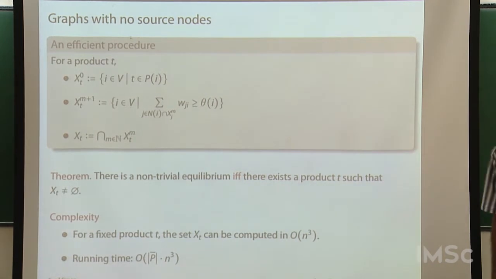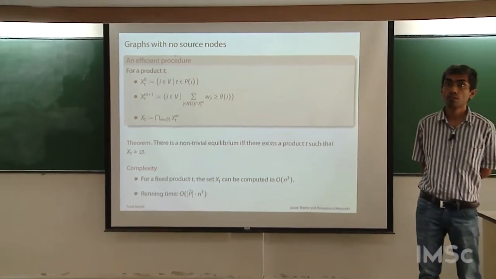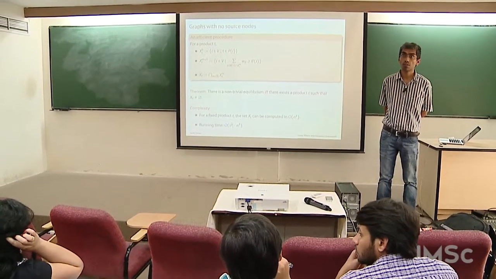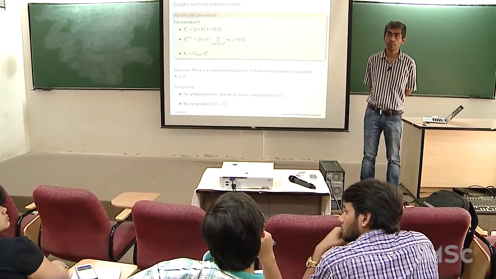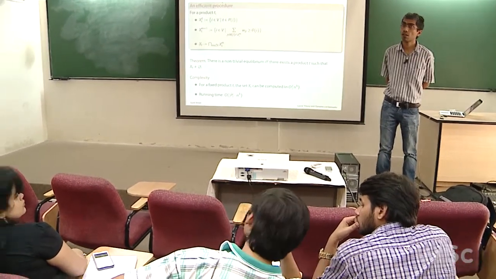I'm sorry? The Nash equilibrium depends on the threshold as well. It will, because your utility depends on the threshold. Yes, with different thresholds you get different Nash equilibria.